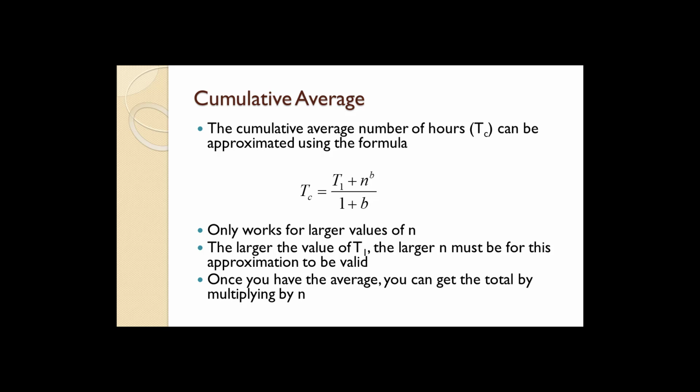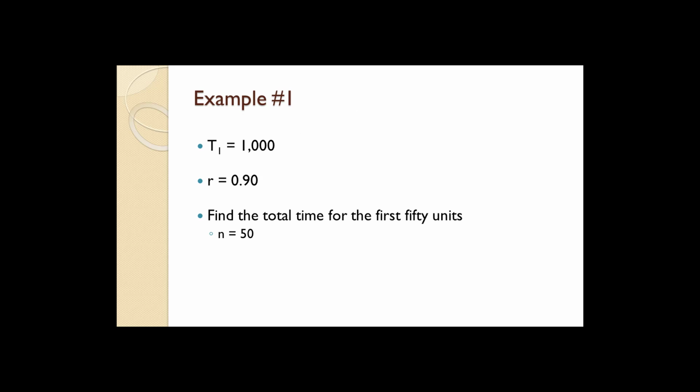Of course, once you have the average time, you can just get the total time by multiplying the average value times n. Let's go back to the example mentioned earlier. If the first unit takes 1,000 hours and the learning rate is 90%, how much time will 50 units take? At 50, n should be large enough for the approximation to be valid.